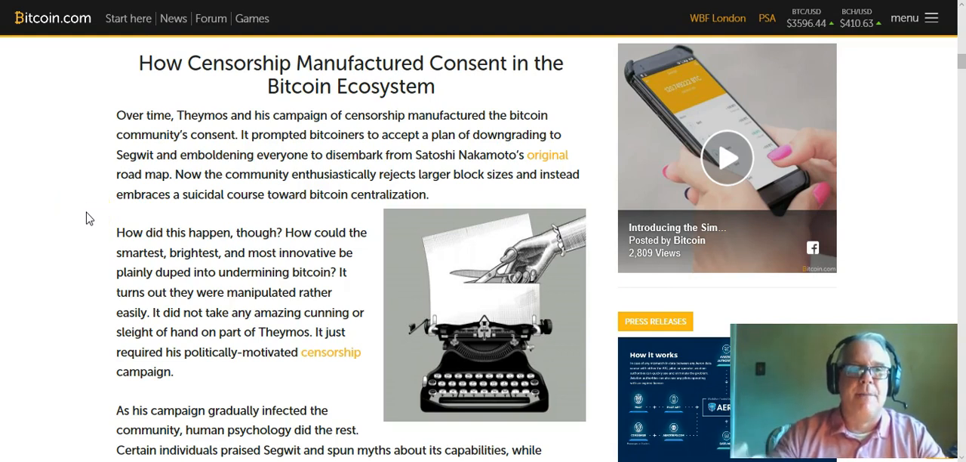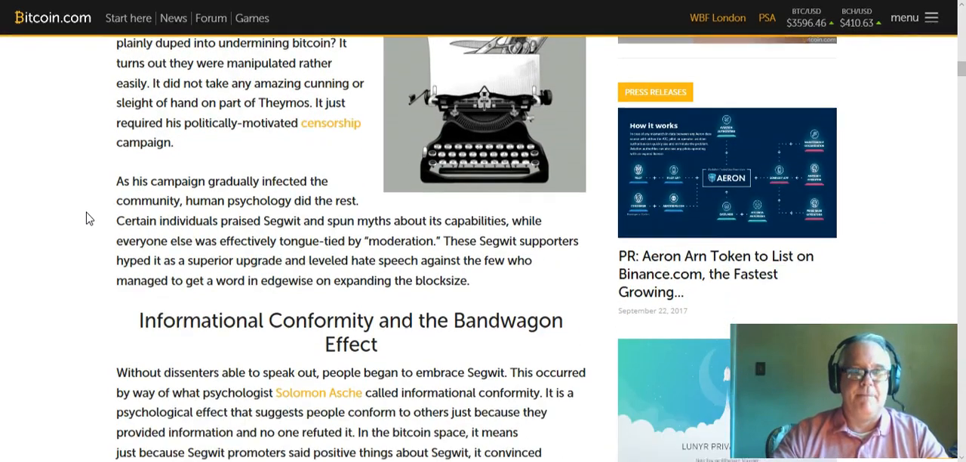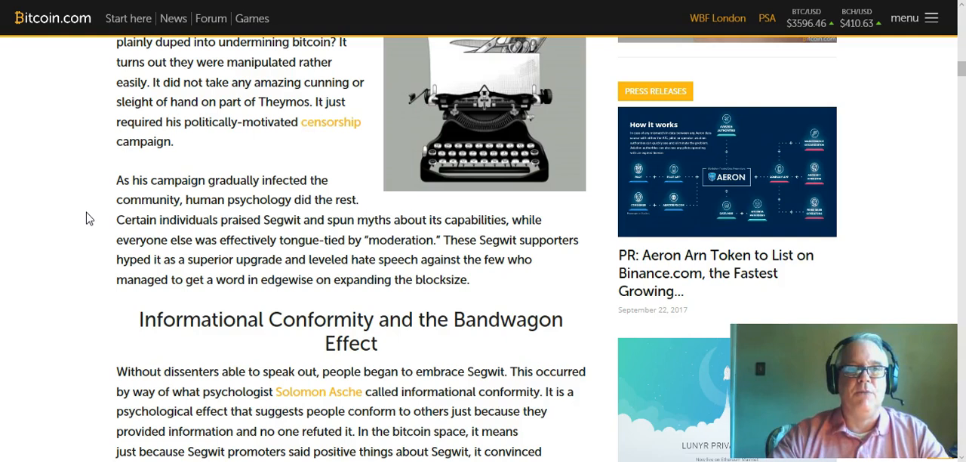It's all about control. And so then it goes on, it says, how did this happen, though? How could the smartest, brightest, most innovative be plainly duped into undermining Bitcoin? It turns out they were manipulated rather easily. It did not take any amazing cunning or sleight of hand on part of Thamos. It just required his politically motivated censorship campaign. And his campaign gradually infected the community. Human psychology did the rest. Certain individuals praised Segwit and spun myths about its capabilities, while everyone else was effectively tongue-tied by moderation.